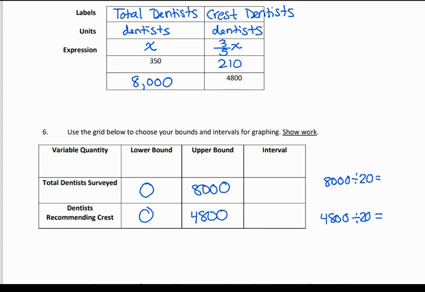Sure. So for my lower, I put 0 and 0, and then upper, I put 8,000, and then 4,800. And then for my interval, I did 400 and 250. Great. And as you can see on the screen here, that is exactly what we would have for my upper and lowers. And then we divide that upper by 20, which gives me 400. So there's my interval for total dentists. And then I do 4,800 divided by 20, which I got 240.